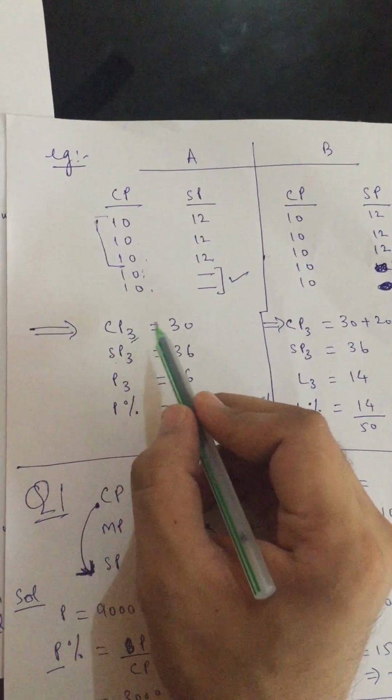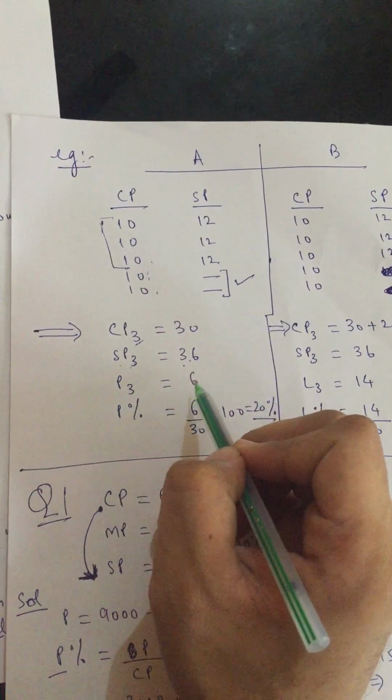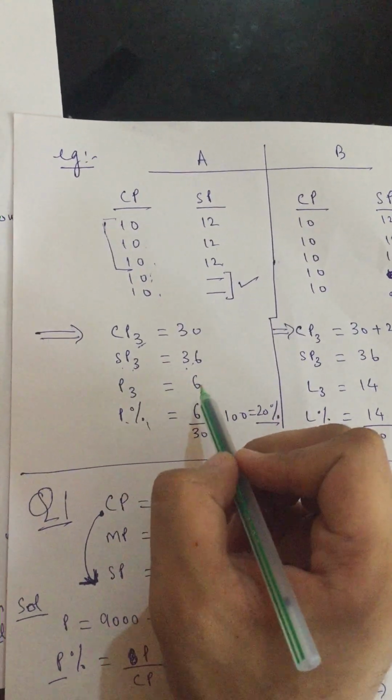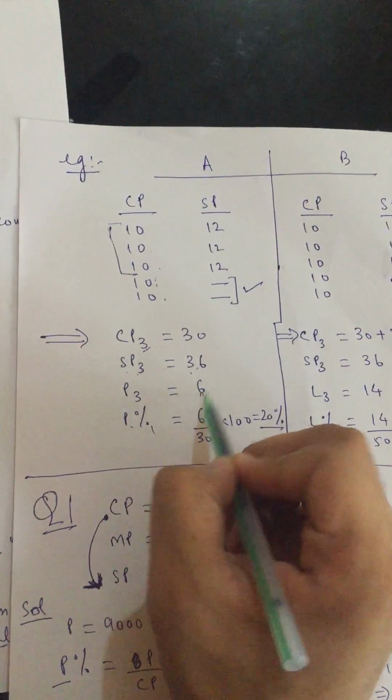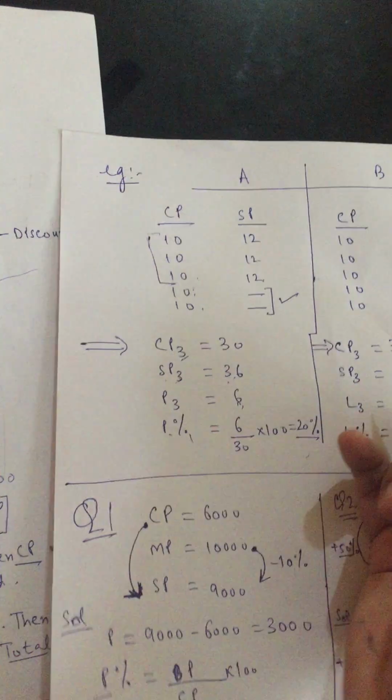Profit on 3 pens: you bought the 3 pens at 30, sold them at 36, so profit clearly is 6. Profit percent is 6 rupees on the investment of past value 30, into 100, which is 20%.